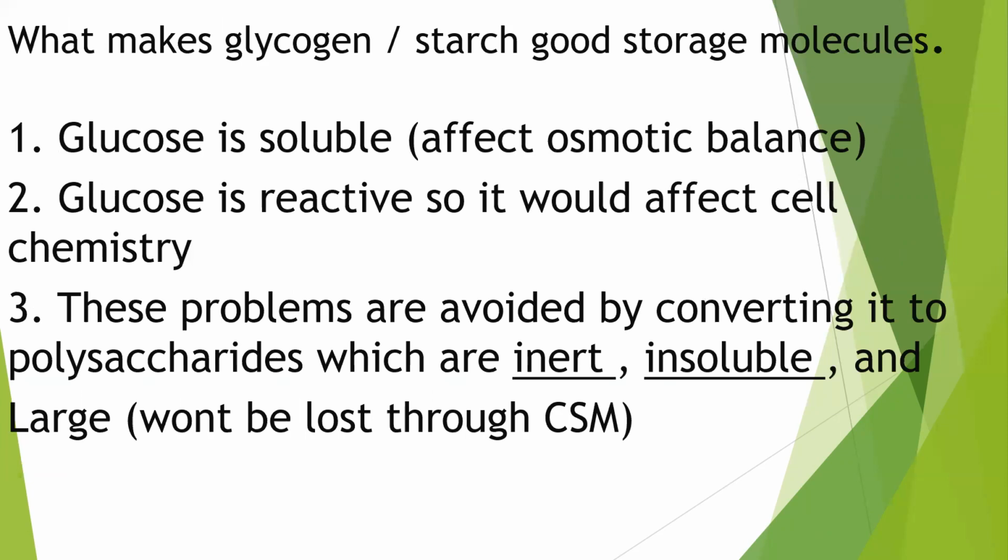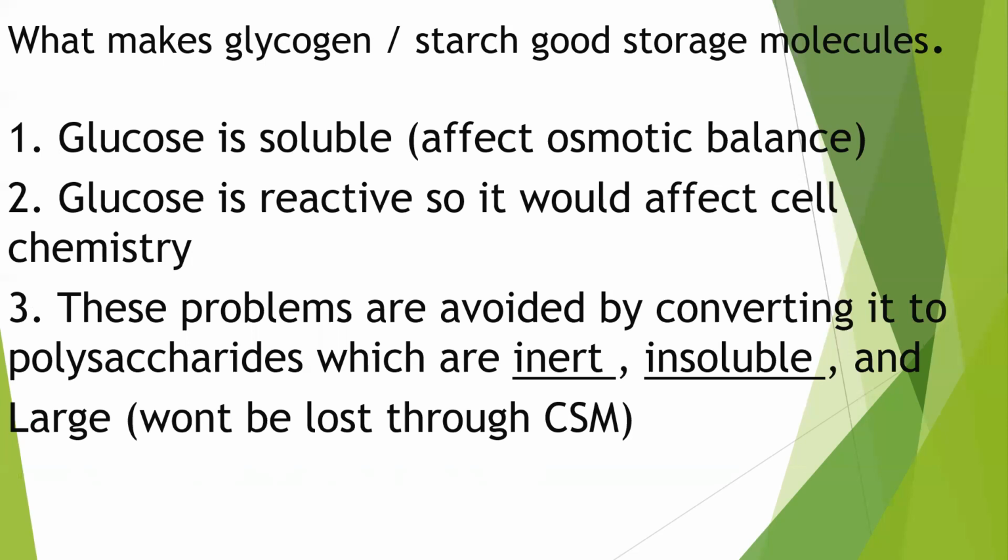So why do we need glycogen and starch in the first place? We know that glycogen and starch act as storage molecules for glucose. And the main issue comes from the fact that glucose is soluble, so it will affect the osmotic balance. For example, if there's a high concentration of glucose, it will reduce the water potential. And glucose is very reactive, so it will affect the cell chemistry.